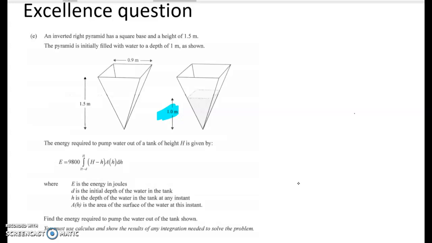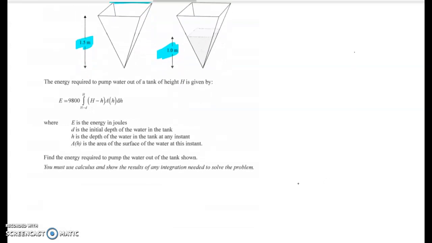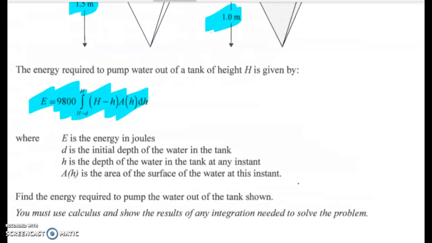What else is important? Well, the height of the whole thing is 1.5 metres, and importantly, this width here is 0.9. We're going to need that in about 30 seconds. So we're given a formula for the energy needed to pump water out of a tank of height H, and this is it here. What we have to do is go through and figure out the parameters that we have to chuck in to solve the problem.